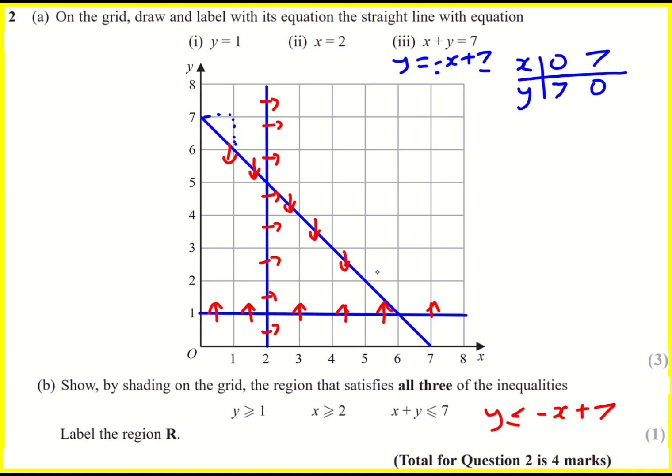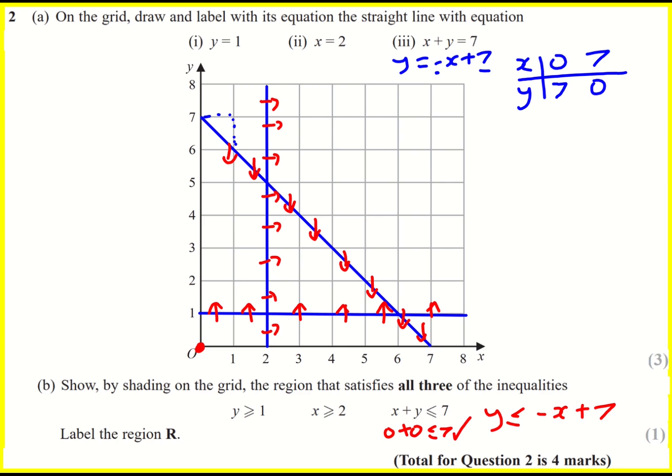You could alternatively pick a coordinate, like 0, 0, for example, and substitute it in. So 0 plus 0 is 0. That is less than or equal to 7. So we know that coordinate would be in the region for this inequality, so it has to be everything below the line. Whereas if you put in, say, x is 7, y is 7, then you get 14 on the left-hand side. That's not in the region.